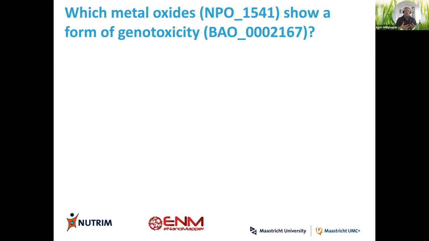If we want to use semantic web approaches, we need to understand the semantics. So the first thing we need to do is map the terms, the metal oxides and the genotoxicity here, to ontology terms. In this case, metal oxide in the nanoparticle ontology is N31541, and genotoxicity is available in the bioassay ontology as N32167. So we have the ontology annotation, and the translation of a human readable label to an ontology term is sometimes a bit tricky. So we take that as a starting point here.